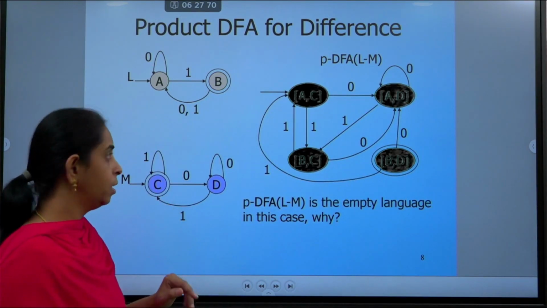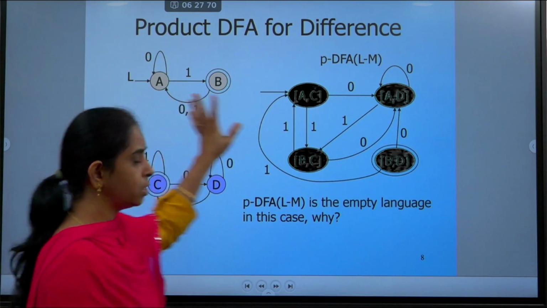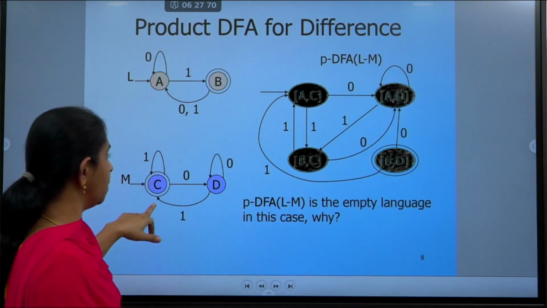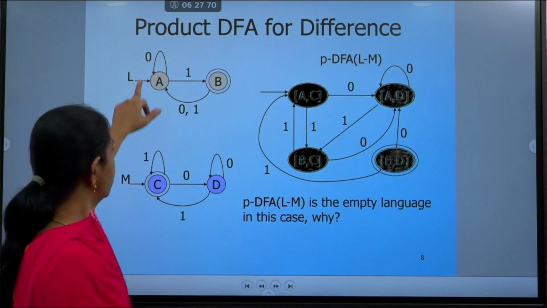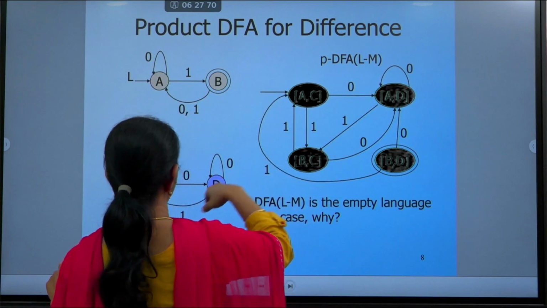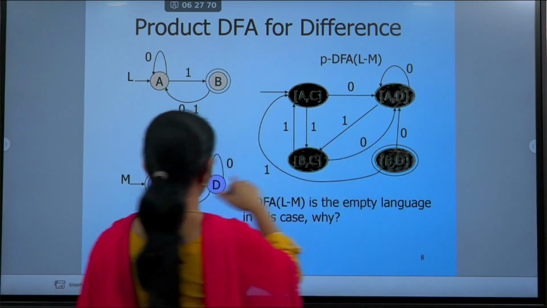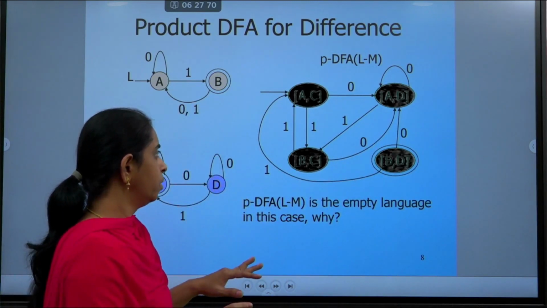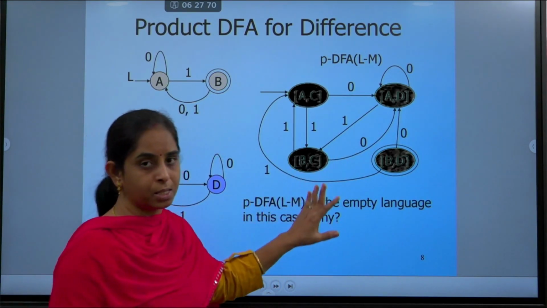Whenever we apply the difference, we want the language of L that is not in M. So it is accepting the L that is not in M. Whatever the C and D transitions that we have, the transitions are the same. So whenever we have L minus M, here the language is empty in this case.